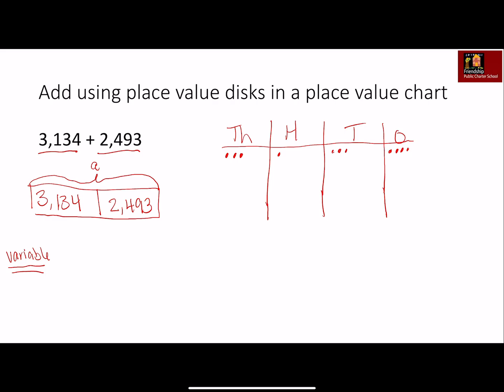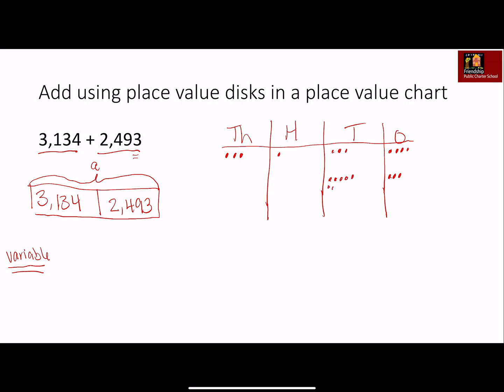Okay. Now that we've done that, because we're adding, we're going to show the second part or the second add-in in the same place value chart. So what that means is I'm going to show 3 dots in my ones place to represent the 3 ones in my second add-in. I go to my tens place and draw 9 dots.